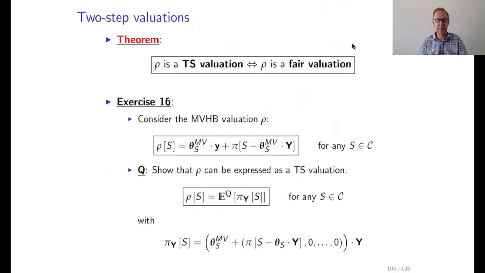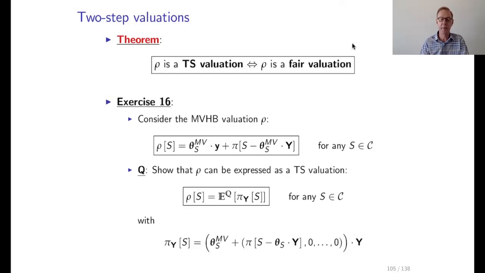And then there is an exercise. Let us consider the mean variance hedge-based valuation rho. So rho is the mean variance hedge-based valuation. So it's the time zero value of the mean variance hedge of S plus pi of the hedging error, where pi is a model consistent valuation.